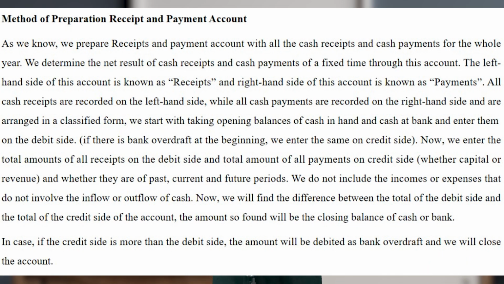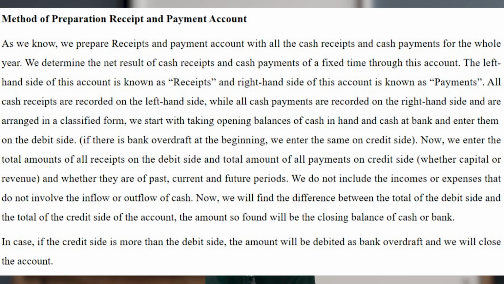So guys, as we all know, we prepare receipt and payment accounts with all the cash receipts and cash payments for the whole year. In this instance, we determine the net result of cash receipts and cash payments of a fixed time through this account. The left hand side of this account is known as the receipt, and the right hand side is known as the payment. All cash receipts are recorded on the left hand side, while all the cash payments are recorded on the right hand side and are arranged in a classified form.